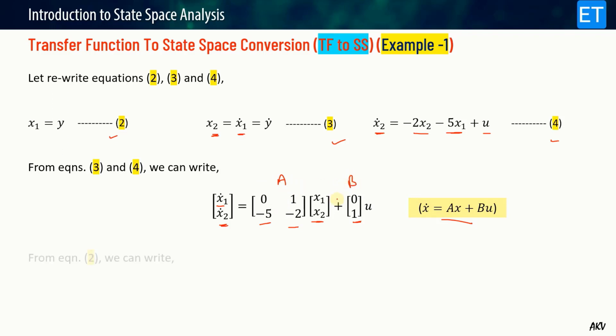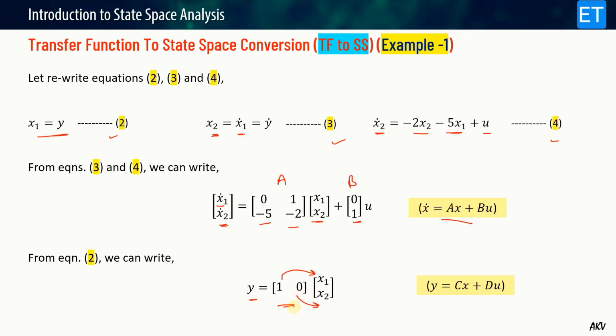Now I can write the output equation. So the output equation is easy. y equal to x1 only. So y equal to x1. No relationship with this x2, that's why it is 0. So this is y equal to Cx plus Du. So this is the C matrix. D is not here. So this is how you can convert any transfer function into the equivalent state space.